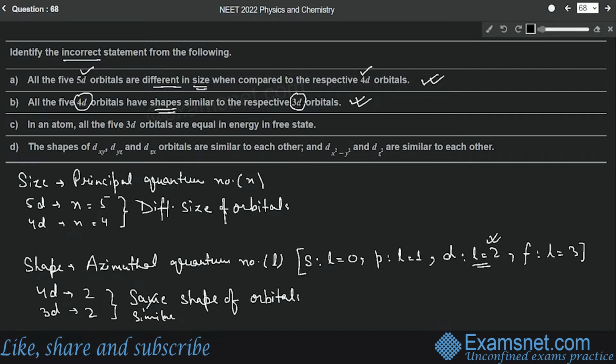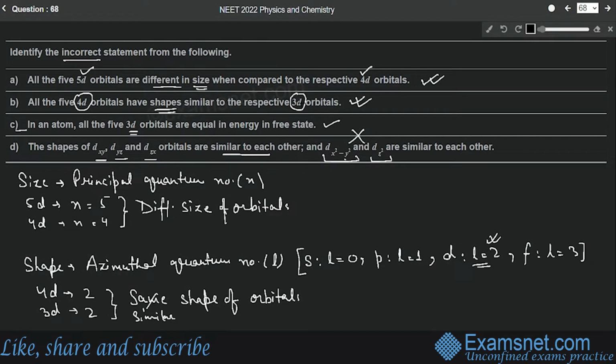Now, the third one is in an atom, all the five 3d orbitals are equal in energy in free state. Again, this is a correct statement because these are in equal energy level. And the last one is the shapes of dxy, dyz, dzx orbitals are similar to each other, and dx square minus y square and dz square are similar to each other. So this part is not true because dx square minus y square and dz square are different in shape.